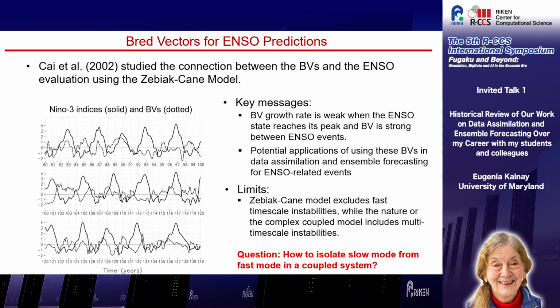With my postdoc Min Kai, we tried to use breeding vectors to study the ENSO signal, and we succeeded in using breeding vectors to detect the El Niño signal with a Zebiak-Cane model. One limit of this model was that this model filters out fast timescale instabilities. So our next question was how to isolate the slow ENSO mode from other fast modes in a coupled system.